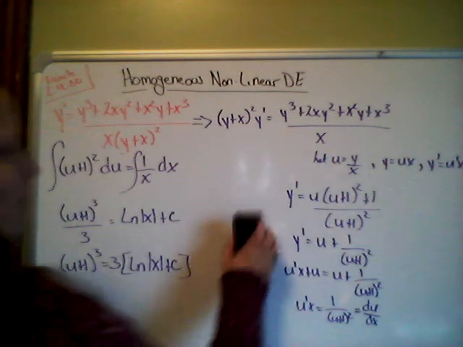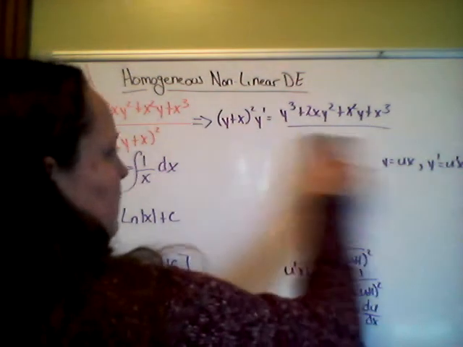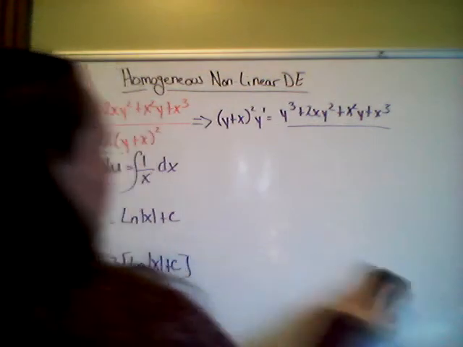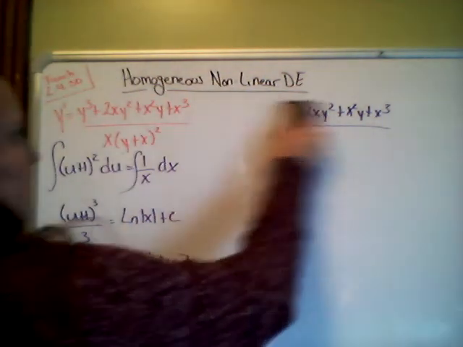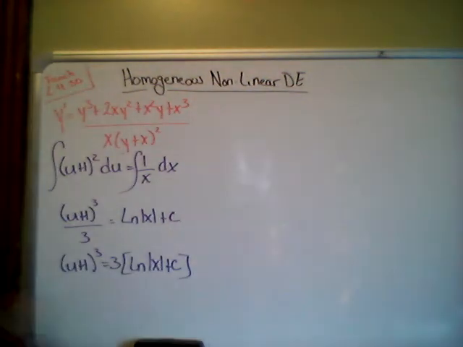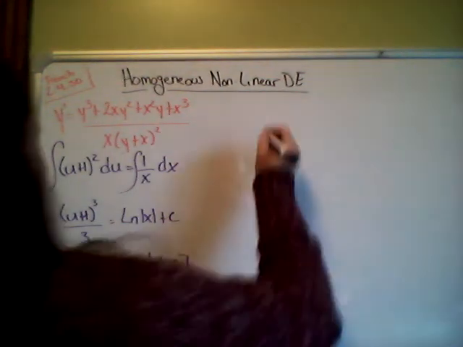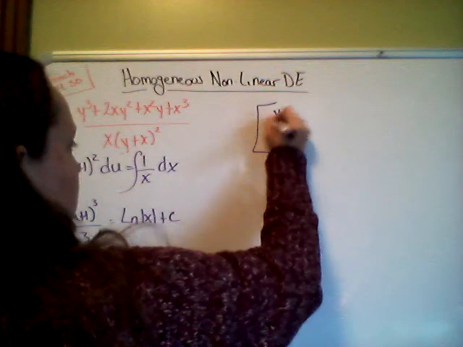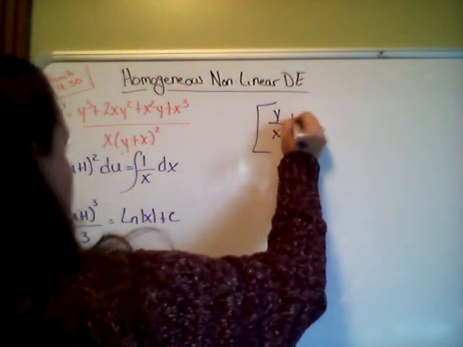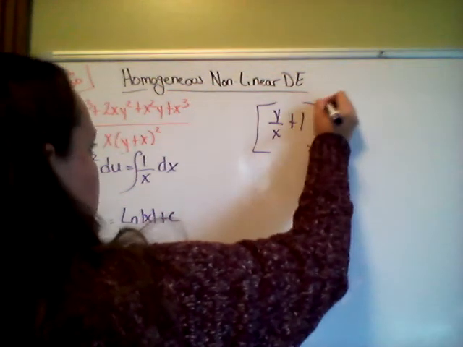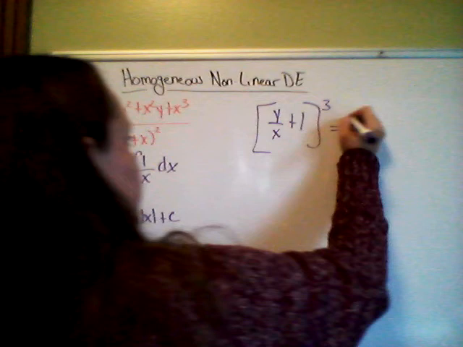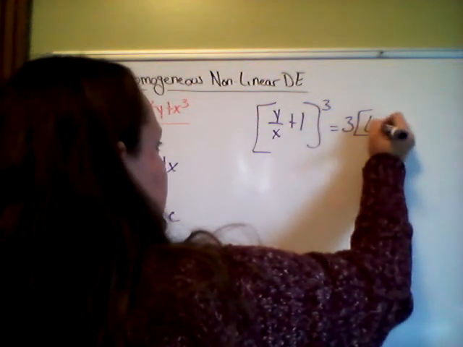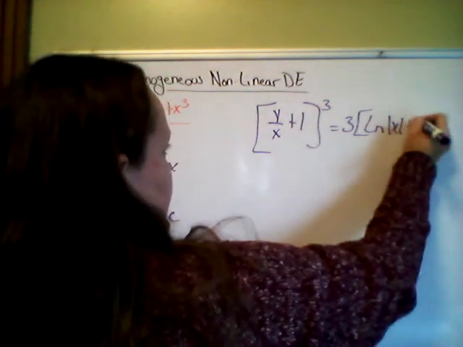The next thing that I'm going to do, now that we are done with this, is substitute back in for u, so that we have (y over x plus 1) cubed equal to 3 times the natural log of the absolute value of x plus c.